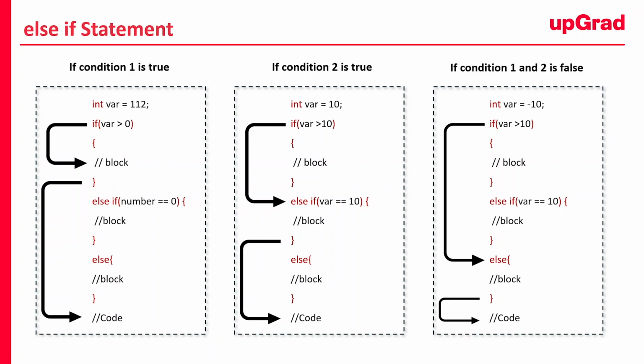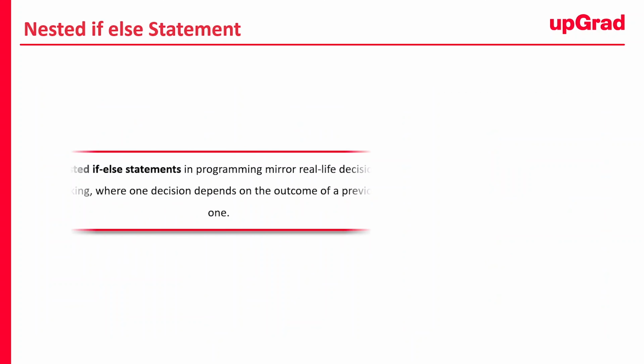All right, now let's understand another important statement, which is nested if else statements. So in real life, we often make decisions that depend on the results of previous decisions. For example, imagine you're deciding what to do on a weekend based on multiple factors. Let's say the weather, how much free time you have, and whether your friends are available. You might start by checking the weather, and then depending on whether it's sunny or rainy, you will make another decision about what to do next.